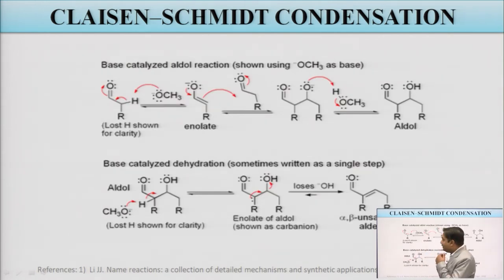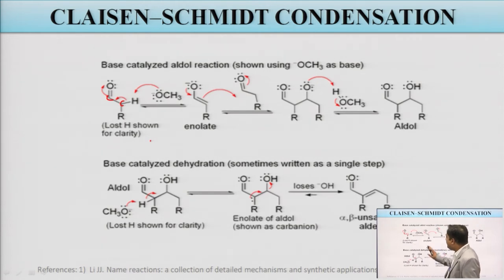Here is an example of the base catalyzed aldol reaction, which is the first step of the Claisen-Schmidt condensation reaction. You can see we have a carbonyl group. This is the carbonyl carbon, and this is the alpha carbon. This alpha carbon has an alpha hydrogen, as you can see. The methoxy anion, OCH3-, is coming in as a base.